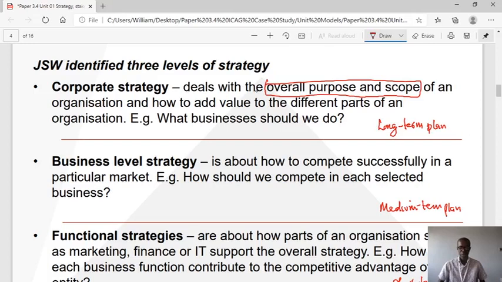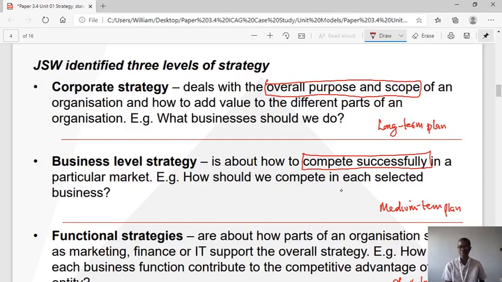Now, when you have identified your corporate strategy, you then break it down and come to the business level strategy, and it's about how to compete successfully in a particular market that you have identified that you are going to be competing in. So it is not setting your overall purpose, but how to compete successfully in a particular market. How should we compete in this selected business, in the transport business?